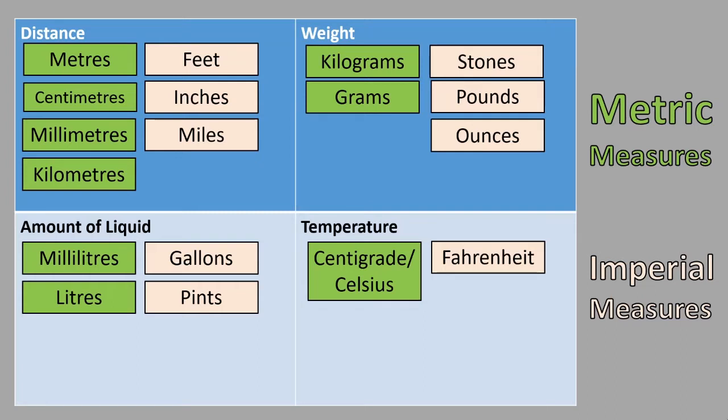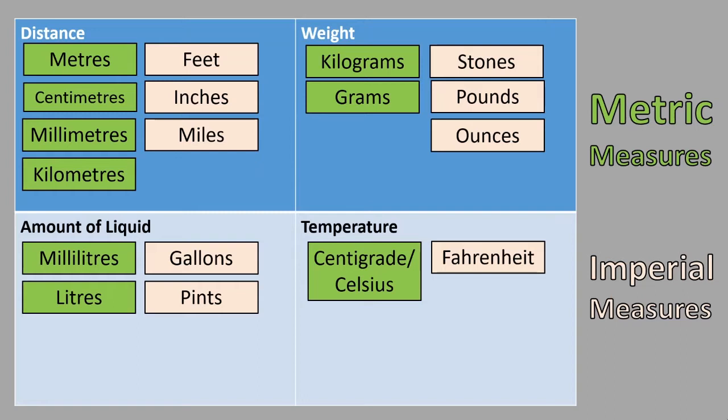So this idea of metric system measures being the newer ones and imperial system measures being the more old-fashioned ones isn't perhaps the best way of defining them. It's just a bit of a rule of thumb. So then the question is, is there a better way of defining the difference between metric measures and imperial measures? Well, it turns out, yes, there is.